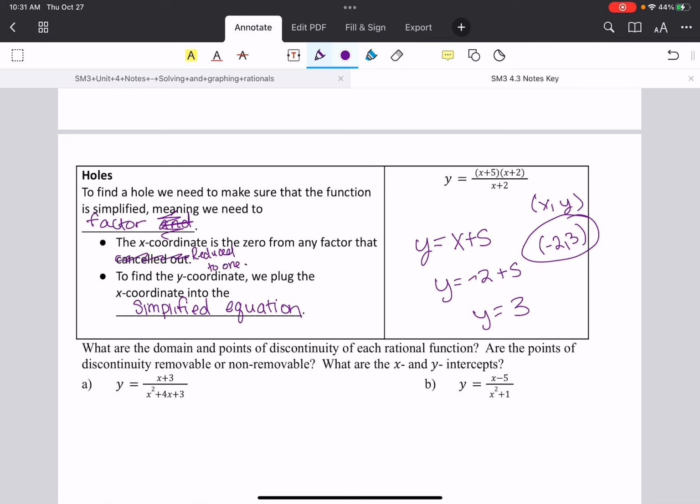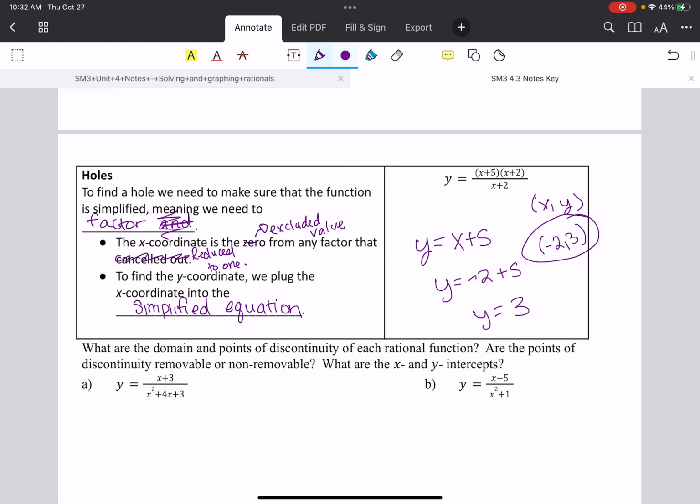The x coordinate is the 0 or excluded value that reduced to 1. So when you're finding the coordinates of your hole, someone rephrase, what is the x value? The excluded value that reduced to 1, that simplified.